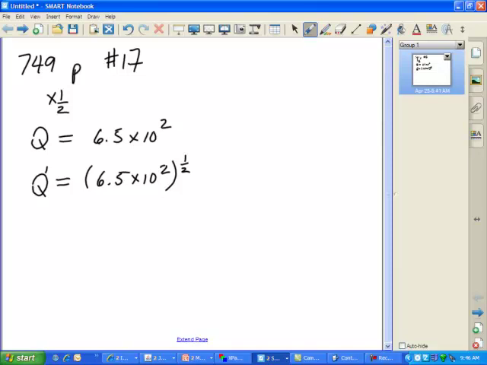So on your calculator, there's a math button. Do you guys know about that? On the math button, if you press math, a screen will come up and you can scroll down and look for the square root symbol. And so literally this is really taking the square root of 6.5 times 10 to the second, and you will get 25.